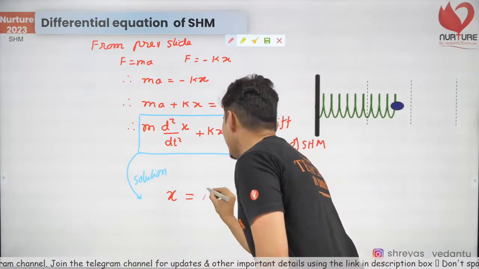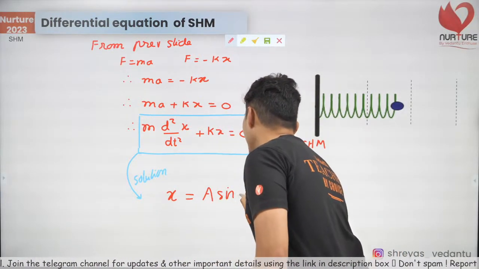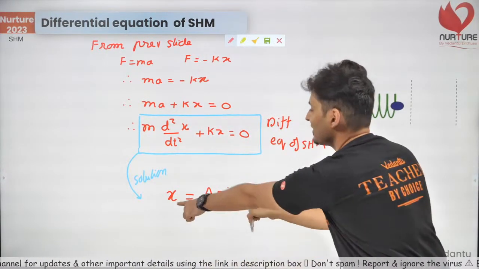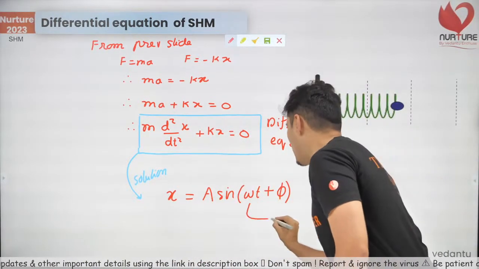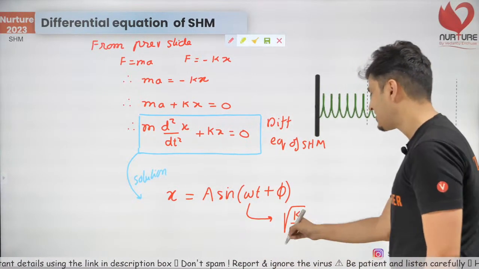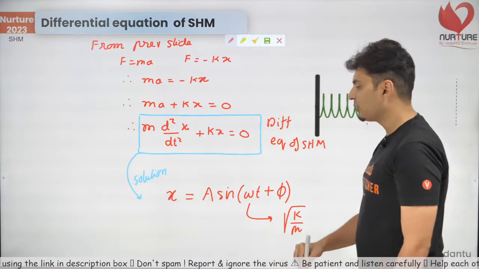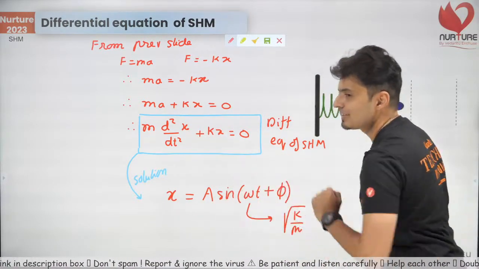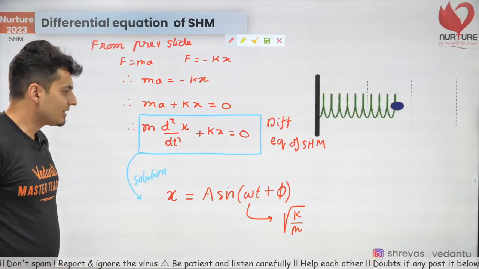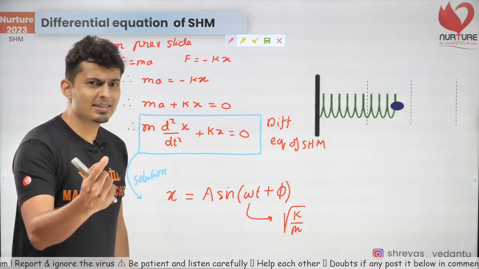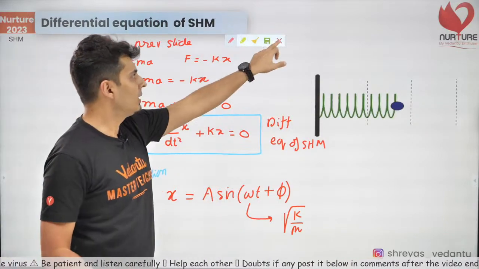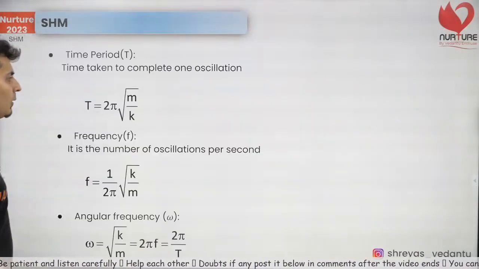What is that function? x is equal to A sine of omega t plus phi. So that's the solution of this, where omega is nothing but root of k over m. We just got it, right? Omega is root k over m. So that's the solution of this equation. Perfect. Now let me give you a brief example just to make you understand what I'm exactly talking about. Then you'll get a hang of it.